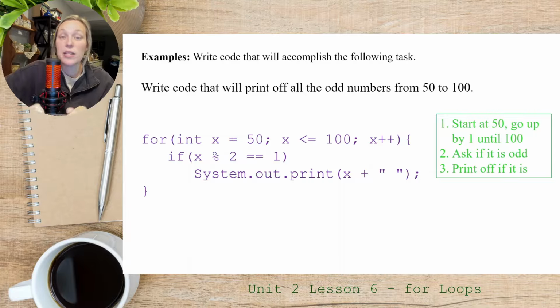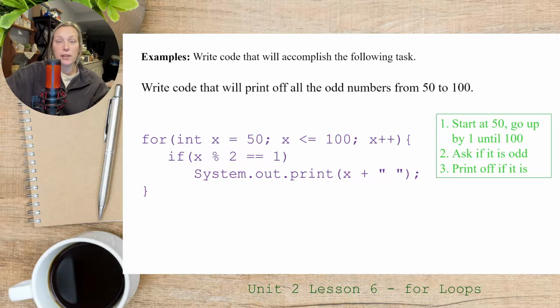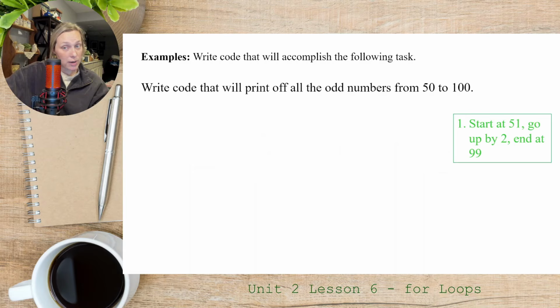There's a different way. So this is how my brain thought. 50 to 100, up by 1, ask if it's odd. If it is, print it off. And it works. This accomplishes the task perfectly. But there's another way to do it as well.